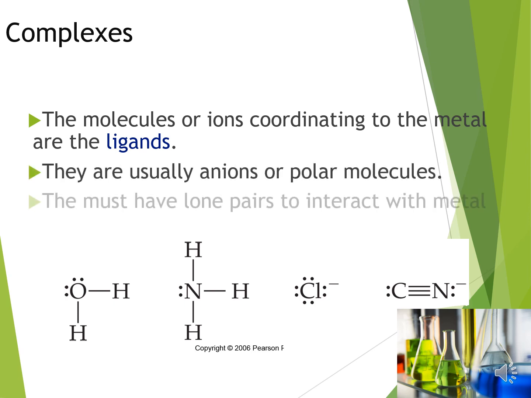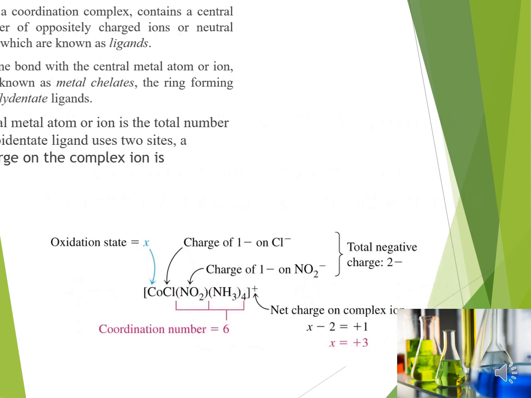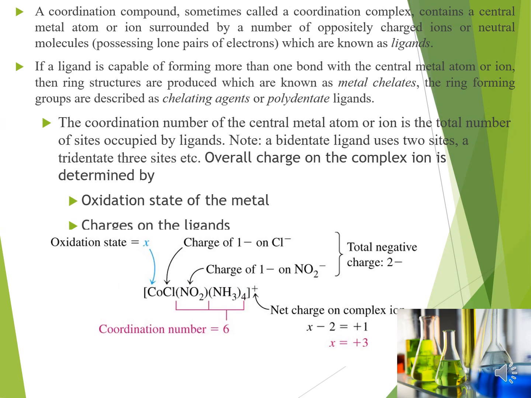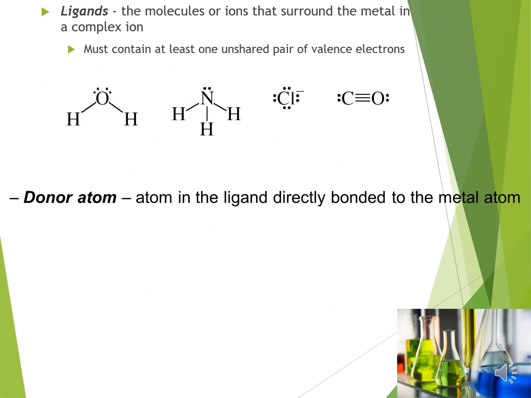The molecules or ions coordinating the metal are the ligands. They are usually anions or polar molecules. They must have lone pairs to interact with metals. Ligands are the molecules or ions that surround the metal in the complex ion. A ligand must contain at least one unshared pair of valence electrons, so the donor atom in the ligand is directly bonded to the metal atom.